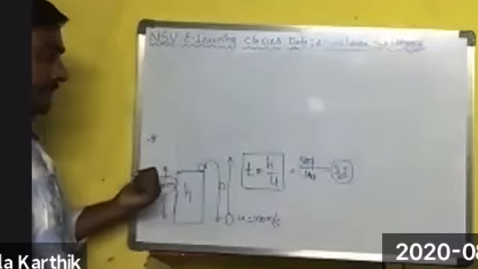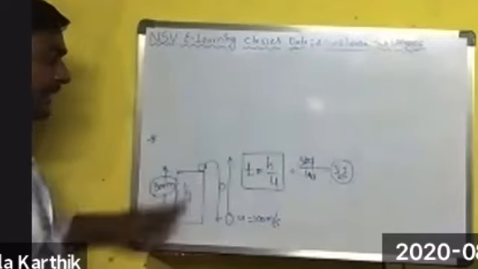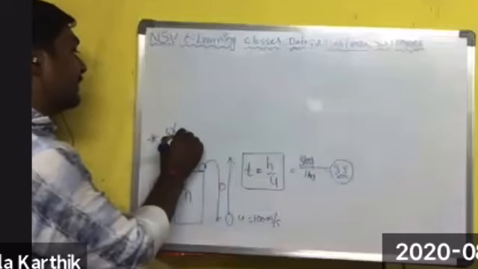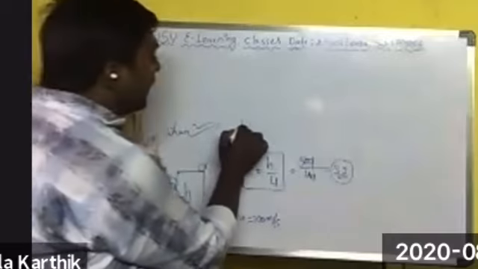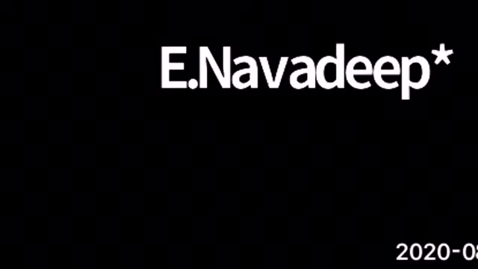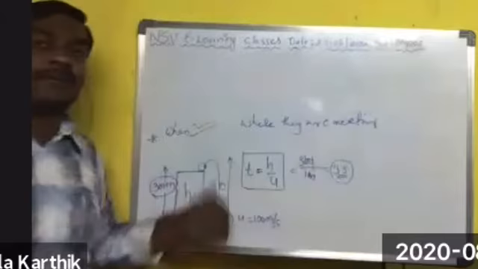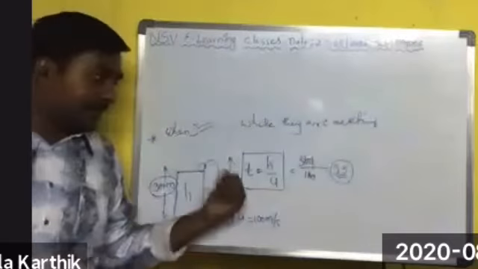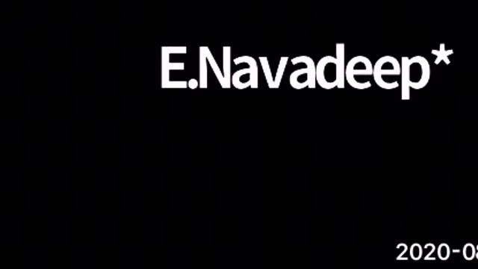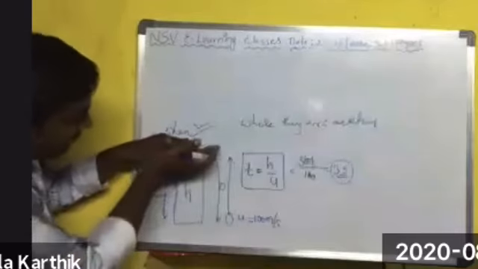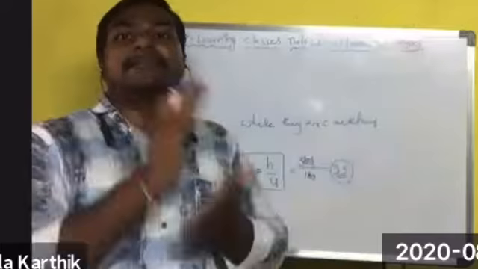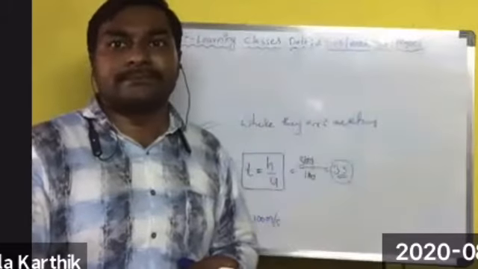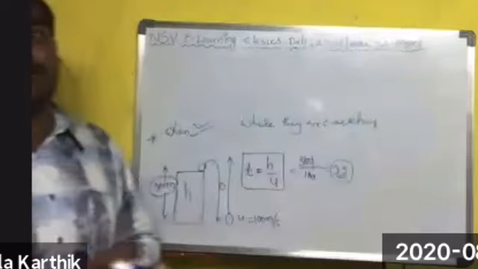Another concept is also there. T is equal to h by u gives when they are meeting. When the time is completed, then where are they meeting? That is, from the ground, at what height are they meeting? We require that one, and for that I have also given one formula.